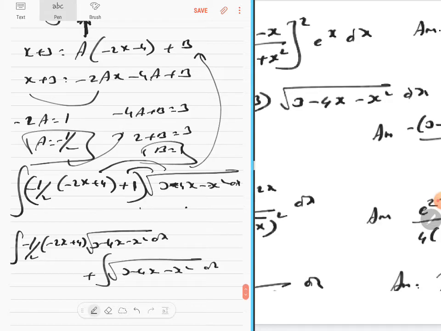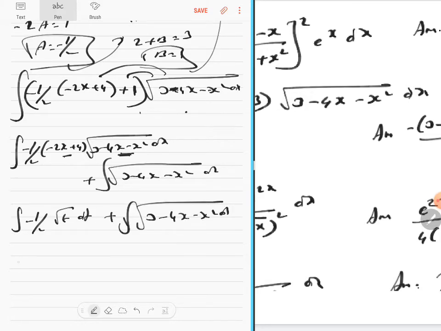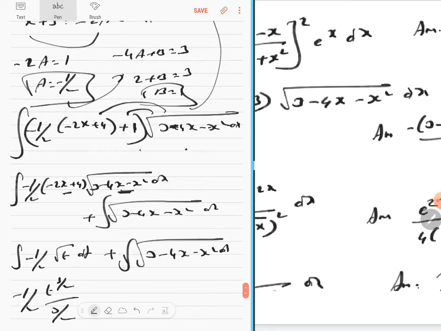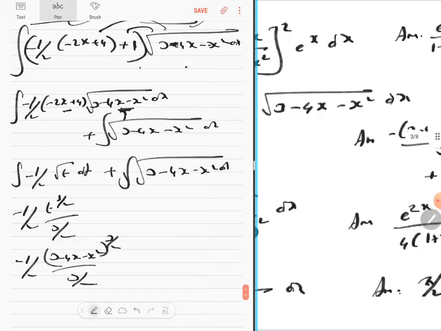So both integrations are separate. The advantage of this is you got a t and a dt here. Can you see this? This is t, this becomes dt. So it's minus 1 by 2 into root t into dt. So it becomes very easy, and here you can do completion of square as we normally do. So this is minus 1 by 2 into t to the power 3 by 2 by 3 by 2. And what is t? What did we assume as t? We have assumed what is in the root as t. So minus 1 by 2 into 3 minus 4x minus x square the whole to the power 3 by 2 by 3 by 2 is the first part's answer.